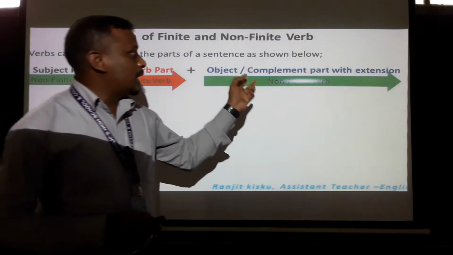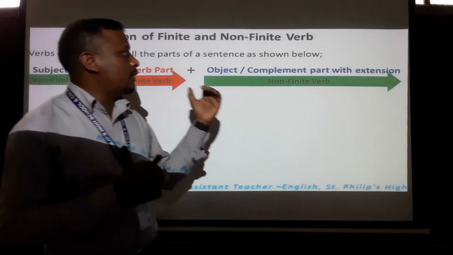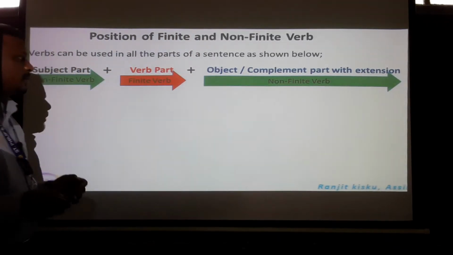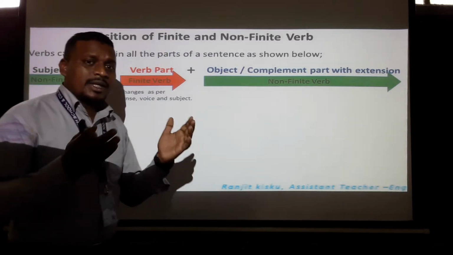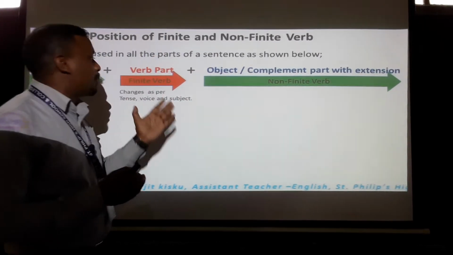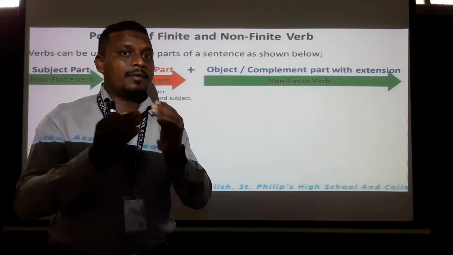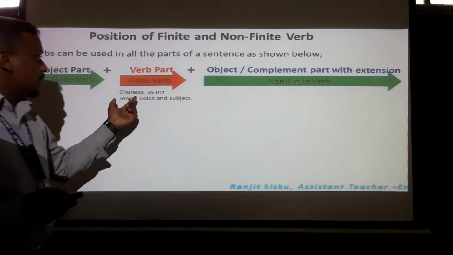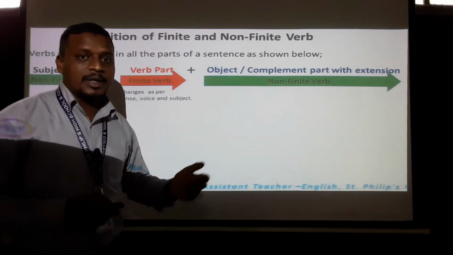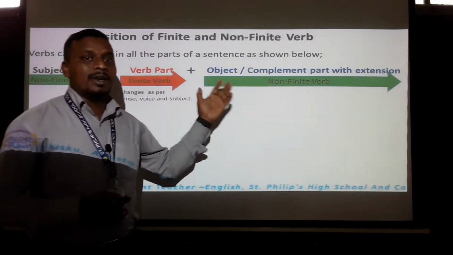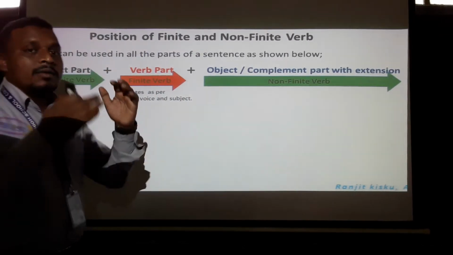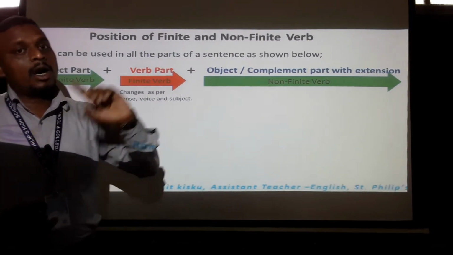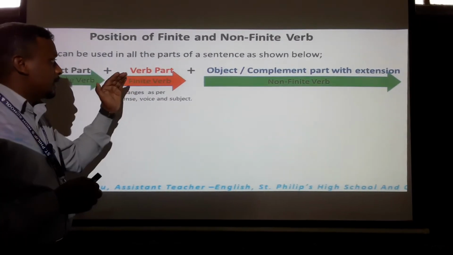Then, in the object or complement word, we always find the non-finite verbs. Got it? So, you remember. Then, let's see the changes in the verb part. How many changes of a verb may come in the verb part? Changes as for tense, voice and subject. The learners, as I have stated before, that verb part or finite verb can be changed as per tense, voice and subject of that sentence. Got it? Where we find this verb.